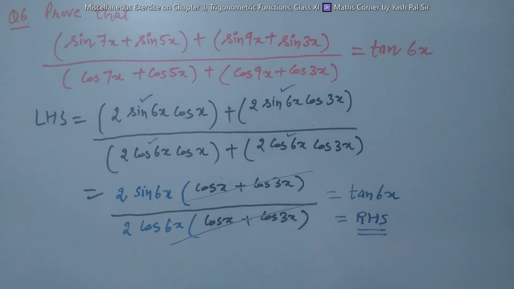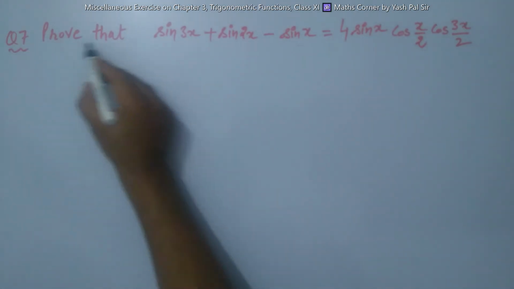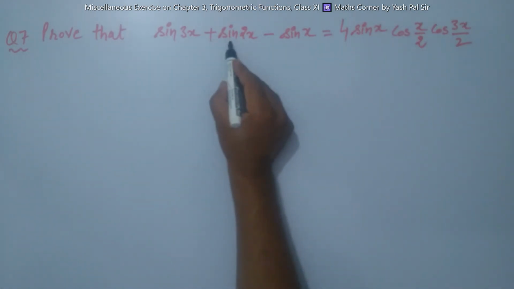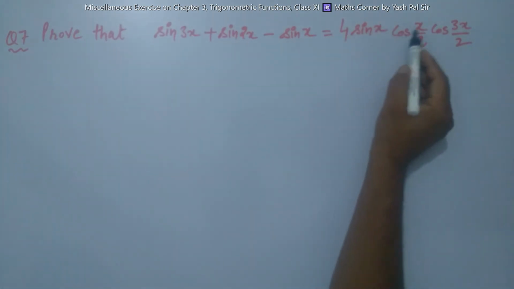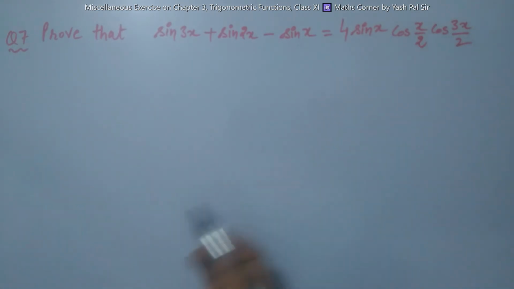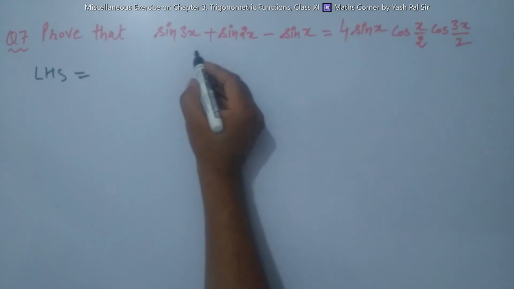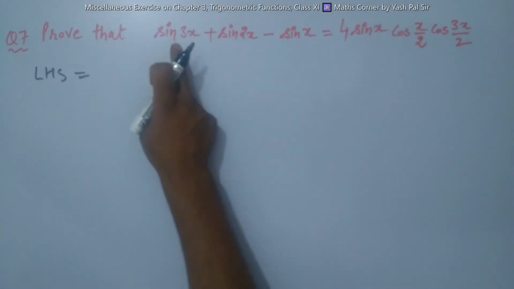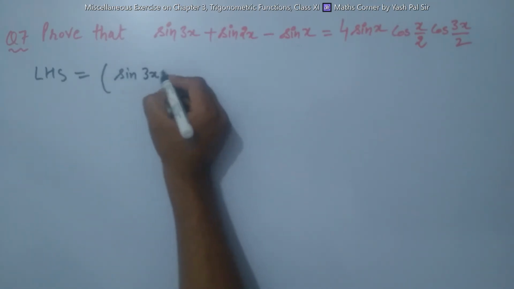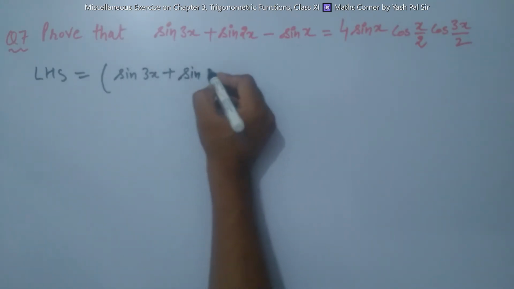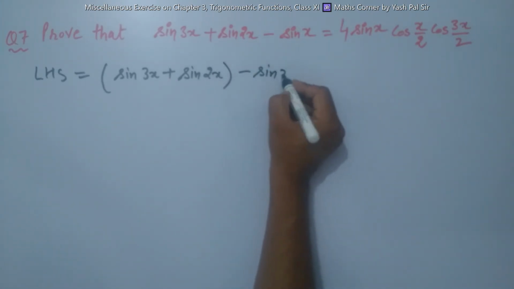we say hence proved. Now coming to question number 7, prove that sin 3x plus sin 2x minus sin x is equal to 4 sin x by 2 cos x by 2 cos 3x by 2. So first of all, writing left hand side, here making pairs again. First pair, sin 3x plus sin 2x, and minus sin x is written outside.